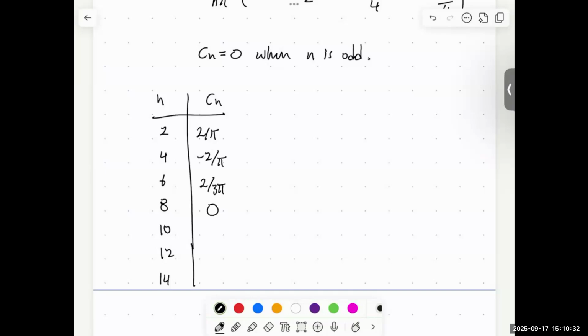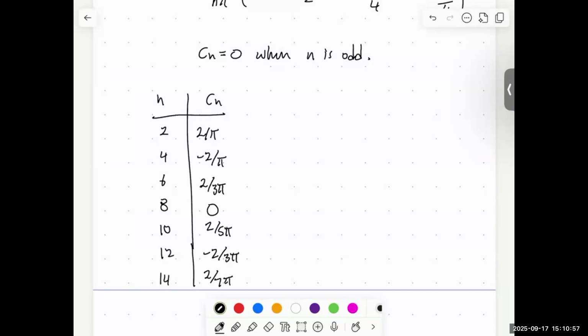8 comes out to be 0. 16 will be 0. 24 will be 0. 32 will be 0. All n's that are a multiple of 8. This is 2 over 5 pi. This is minus 2 over 3 pi. This one comes out to be 2 over 7 pi. And then you can just keep on going. So we just got all these coefficients.